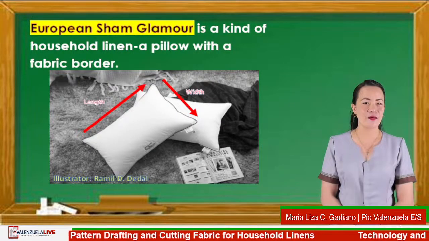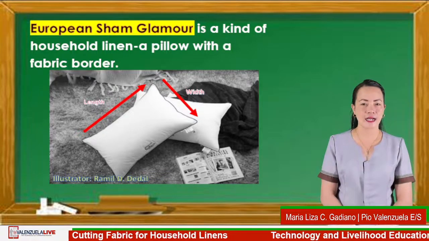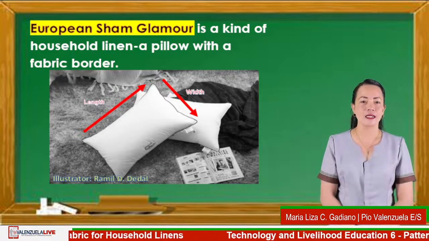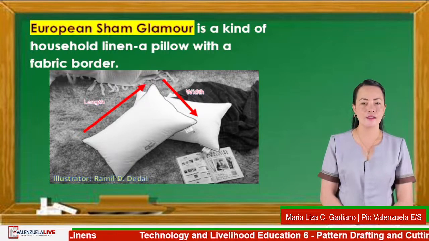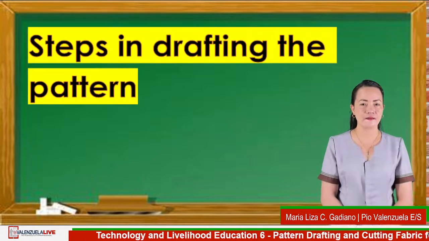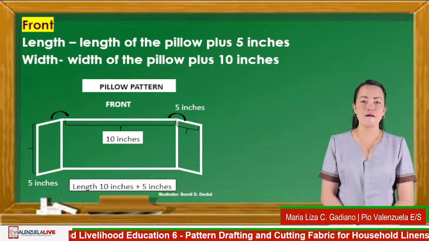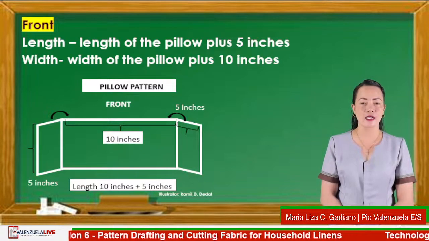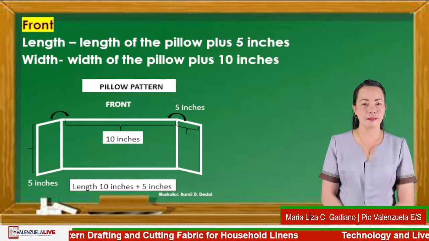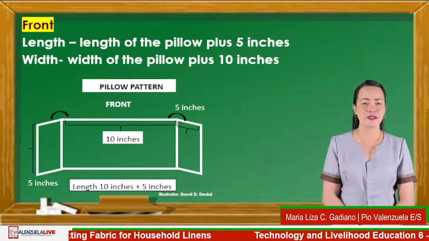Children, for your information, European sham glamour is a kind of household linen. It is a pillow with a fabric border. Here are the steps in drafting the pattern. Front, for the length of the pillow is plus 5 inches. For the width of the pillow is plus 10 inches. Please refer to the illustration.